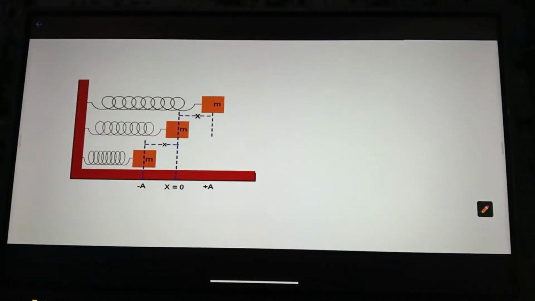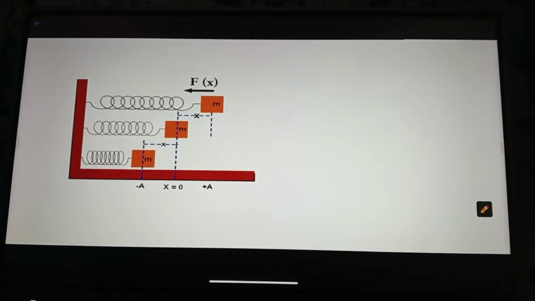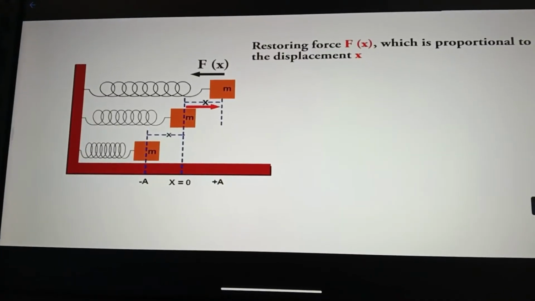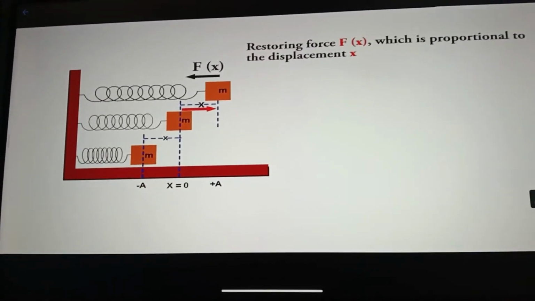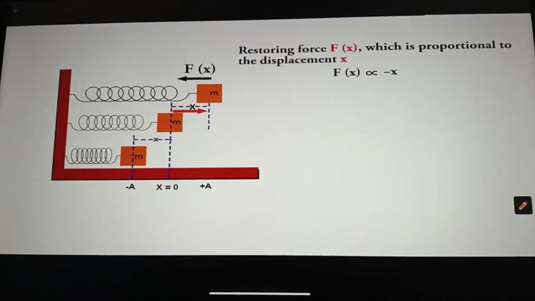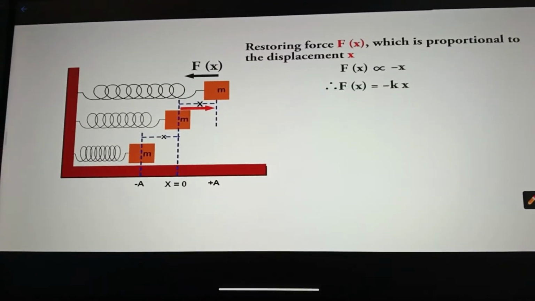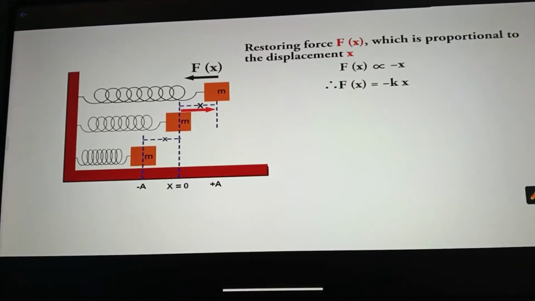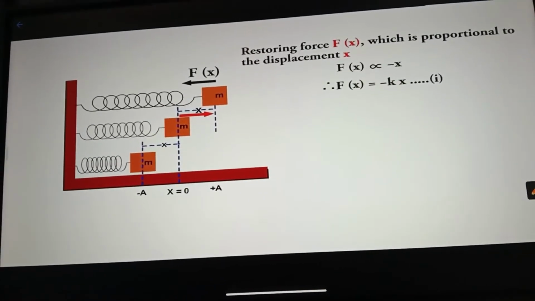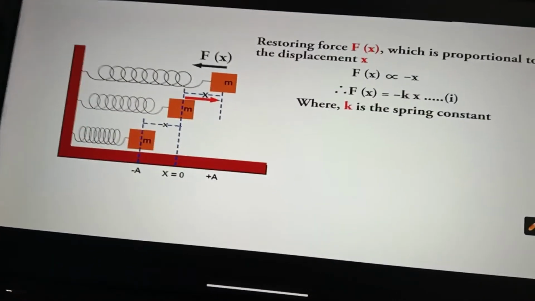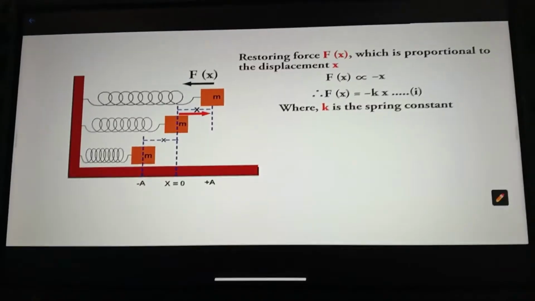When the spring is deformed, it is subjected to a restoring force Fx, which is proportional to the displacement x in the opposite direction. Fx is proportional to minus x. Therefore, Fx is equal to minus kx. Equation 1. K is the spring constant, which depends on the property of the spring.